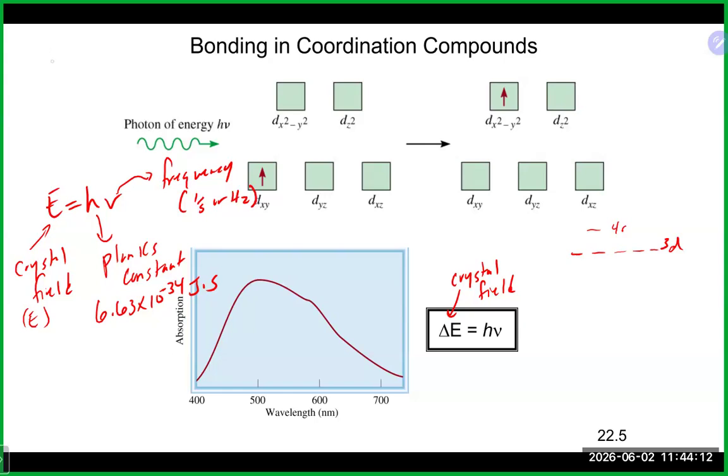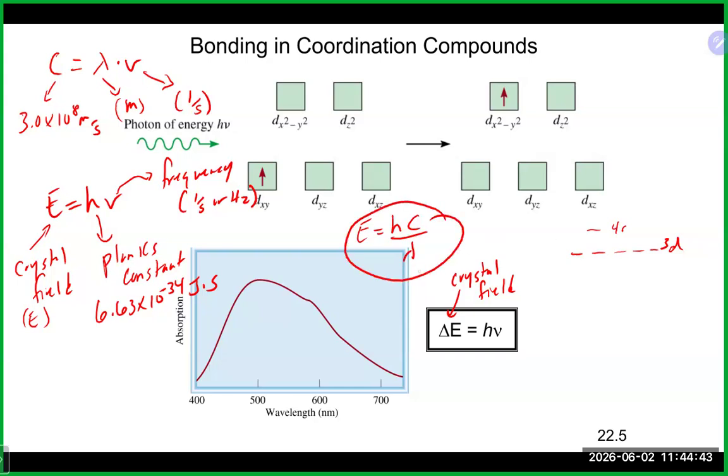Perhaps another equation you might remember, throwback Tuesday here: c is equal to the wavelength times the frequency. That's our speed of light, 3 times 10 to the 8 meters per second, with the wavelength in meters and the frequency in reciprocal seconds. If you put both of these equations together, you get E is equal to hc divided by the wavelength. That means if you know the wavelength or the frequency, you can figure out the energy associated with the splitting of these different orbitals.